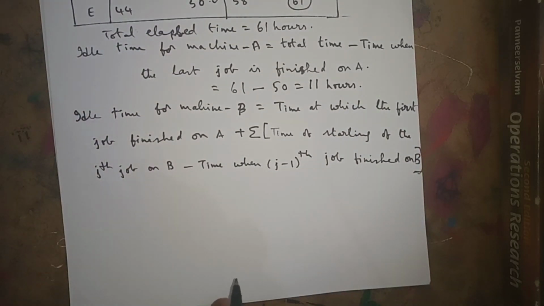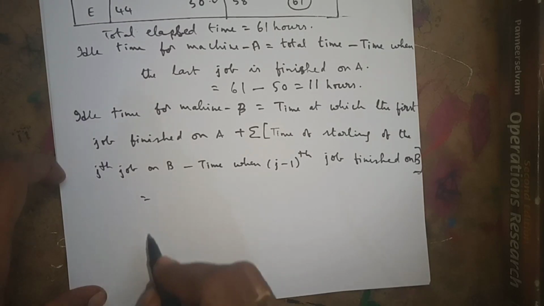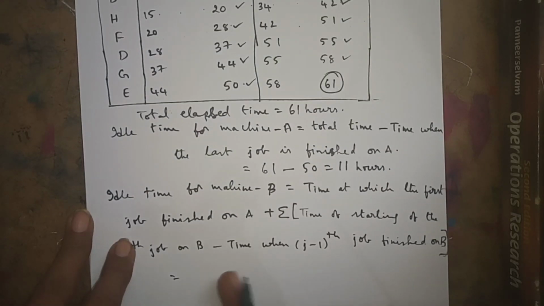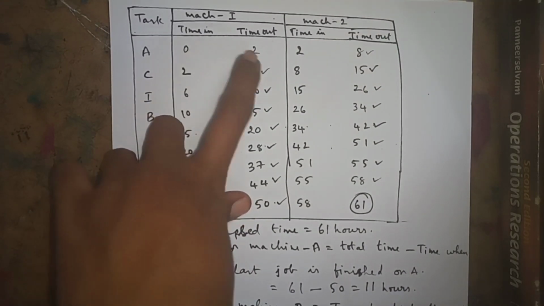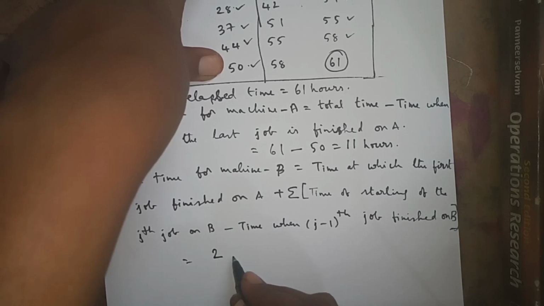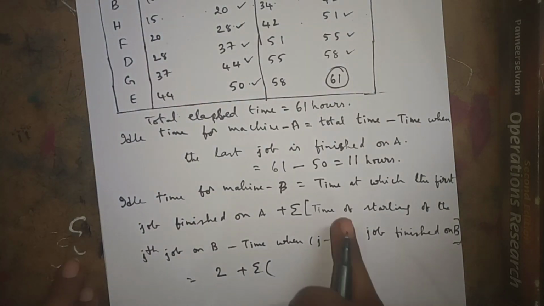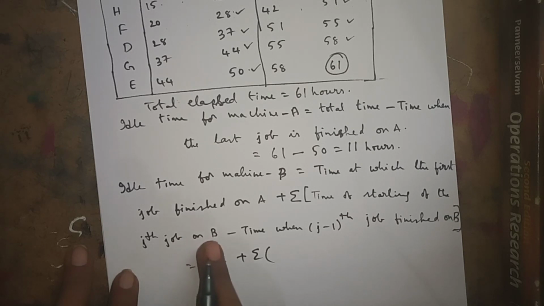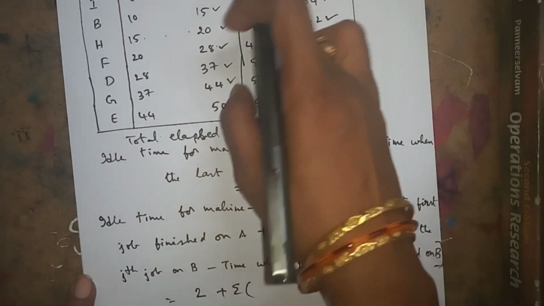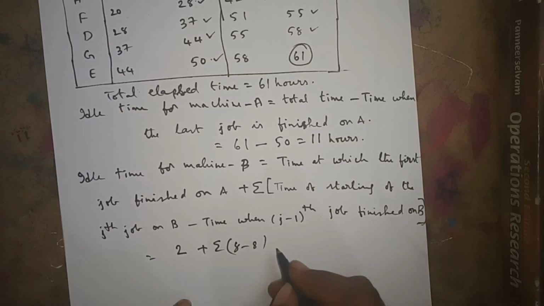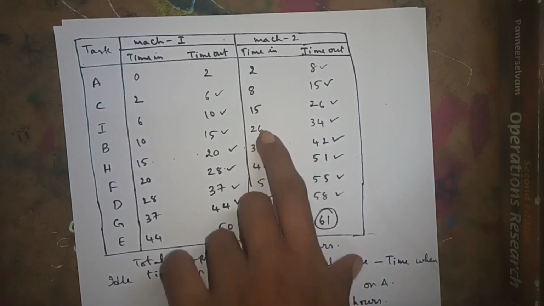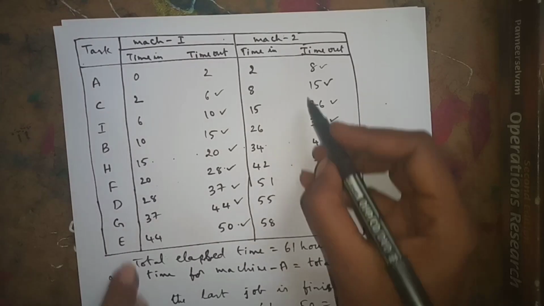Now idle time for B or 2. Idle time for machine 2 or B is equal to, the formula is, time at which the first job is finished on A. First job finished on A is 2, plus sigma of the time starting of jth job on B minus the time when the j minus 1th job finished on B. 8 minus 8, plus 15 minus 15.